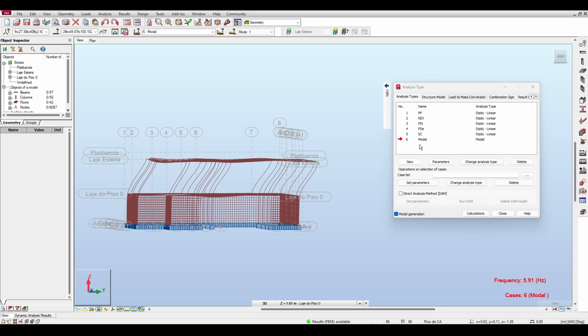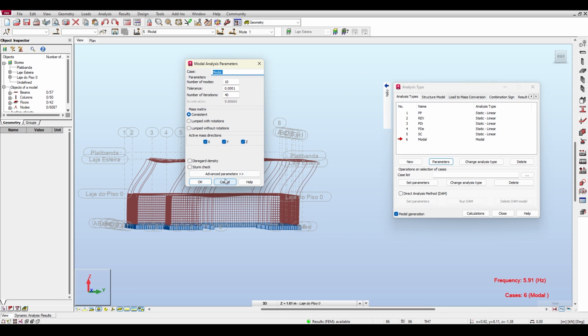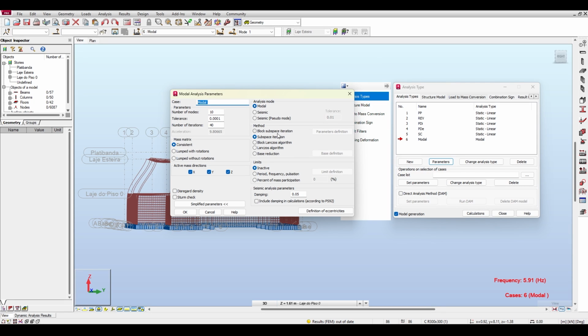To do this, let's go to Modal again and discuss the parameters once again. In the parameters, you can click on Advanced Parameters, and this is where things become interesting. Now, our analysis is going to be Modal, of course, and our method here, I will keep as subspace iteration. You could use the Lanczos algorithm. Those are mathematical methods, and I am a fan of Lanczos, by the way, but I will keep subspace for now. You can check out the documentation of those methods on Autodesk's website. So this is a mathematical thing.